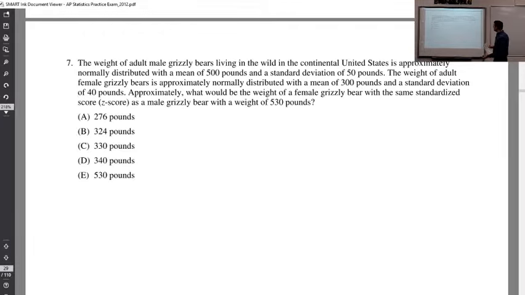Let's talk about the males first. The male grizzly bear with a weight of 530 pounds. Well, for the males, we have a mean of 500 and a standard deviation of 50. So my z-score formula is value minus mean over standard deviation, so that's going to be 530 minus 500 over 50. And that's going to be 0.6 when you calculate it out.